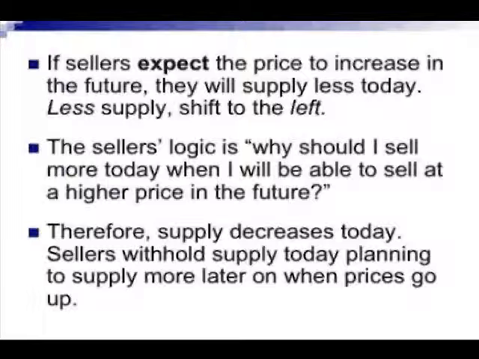Let's take a look at this a little closer. If sellers expect the price to increase in the future, they will supply less today. Less supply, shift to the left. So if they expect the price to increase for the good or service they're selling in the future, why would they put it out on the market today at a lower price? The seller's logic is, why should I sell more today when I'll be able to sell at a higher price in the future? Doesn't that make sense?